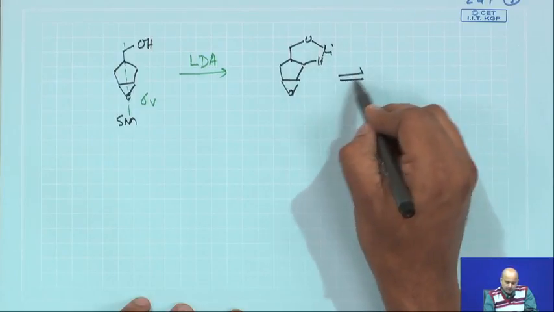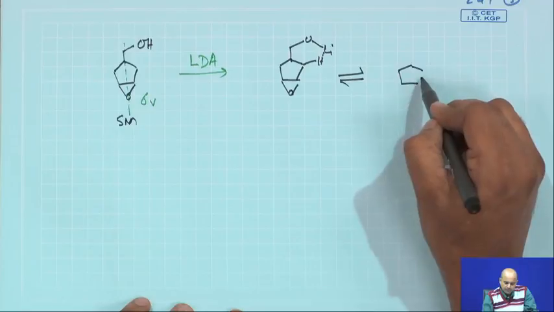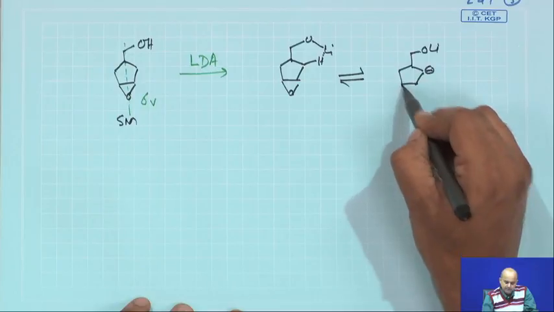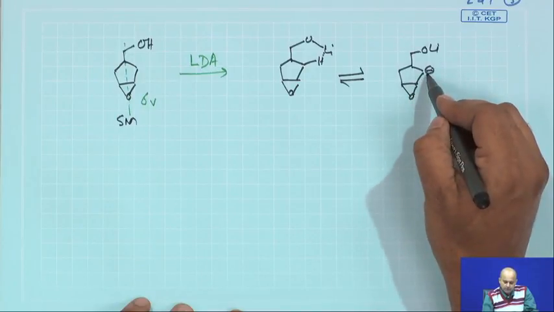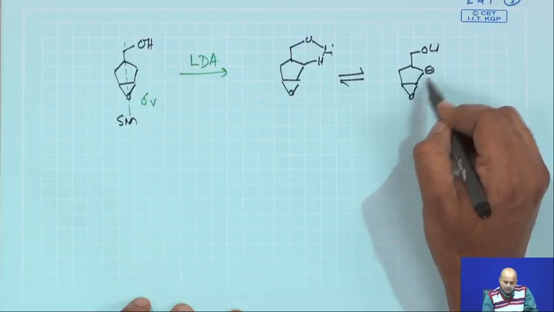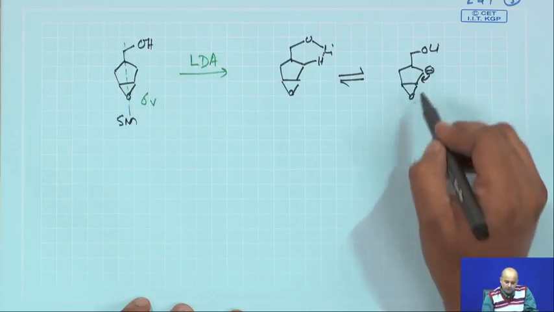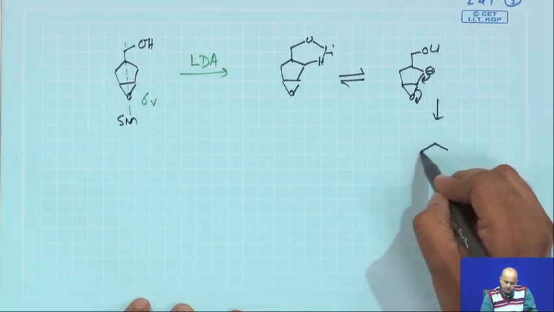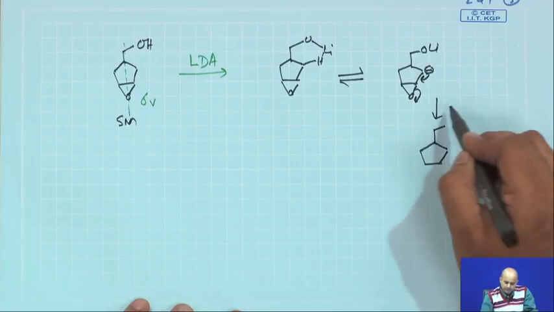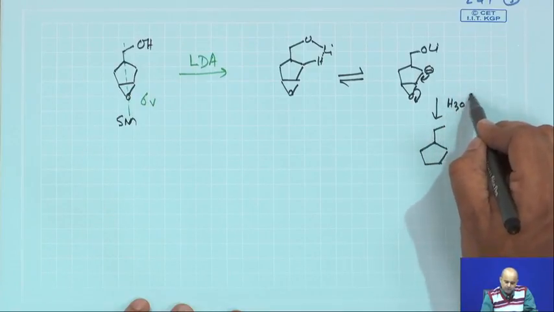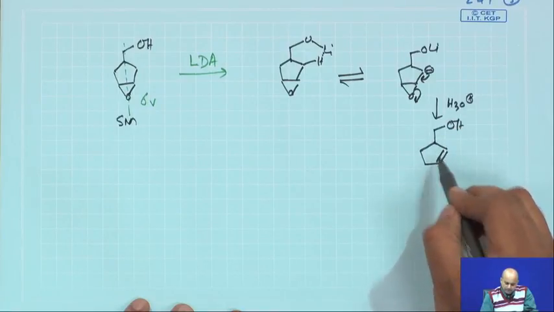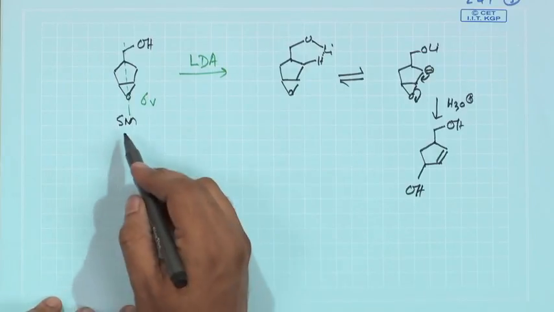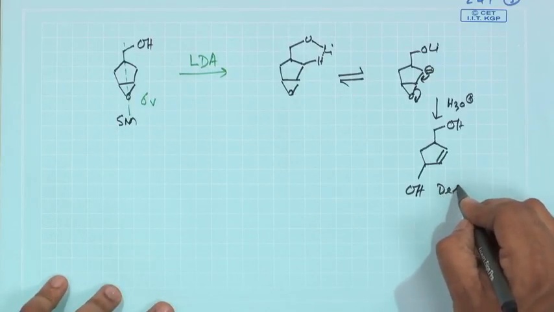So, then it basically gives you an OLi and a negative charge here. Now, this negative charge has an electrophilic epoxide handle at one end, and it basically opens up the epoxide. This is also a very useful transformation for epoxy alcohols. Now, you quench these things with H3O plus, so you basically get an allylic alcohol. Now, the starting material is symmetrical, and the final product is desymmetrized.